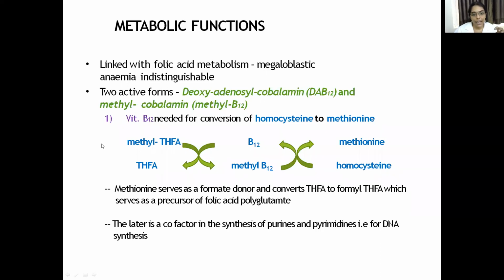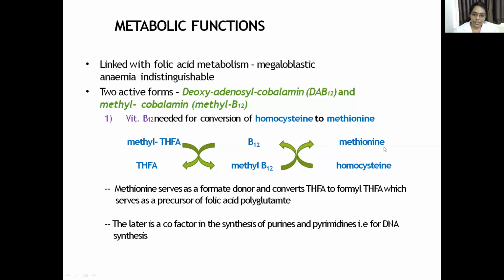Two active coenzyme forms of vitamin B12 are there in our body, deoxyadenosylcobalamin and methylcobalamin. These two act as cofactors for two important enzymatic processes in the body. First one is methylcobalamin. It acts as a cofactor for methionine synthase and facilitates the conversion of homocysteine to methionine. Simultaneously, there is conversion of methyl tetrahydrofolic acid to tetrahydrofolic acid. So here B12 acts as a catalyst. It accepts the methyl group and it donates the methyl group.